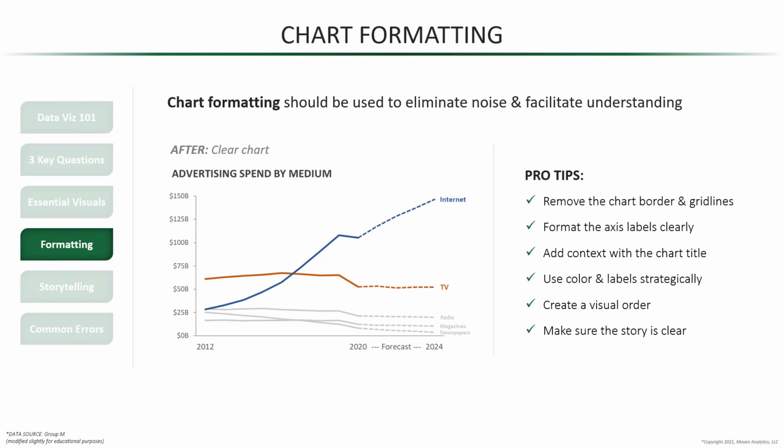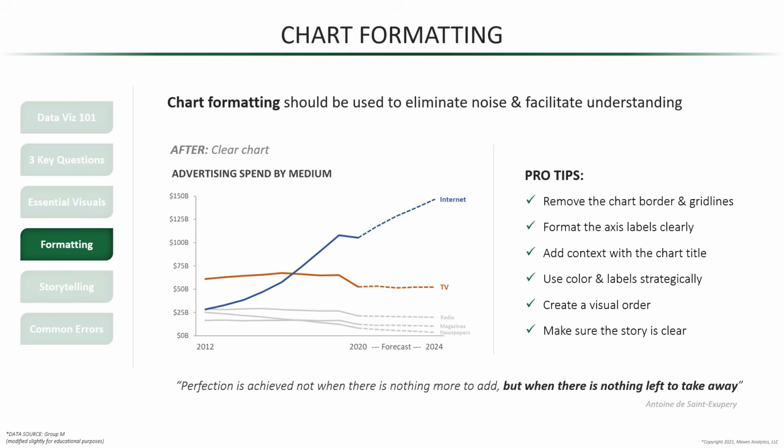So what's the takeaway here? How do we know how to get from A to B? The key is to make sure that every element that takes up space and is included in the visual is actively improving its understanding. If it doesn't, well, then it can go. Or to put it in better words, perfection is achieved not when there's nothing more to add, but when there's nothing left to take away.